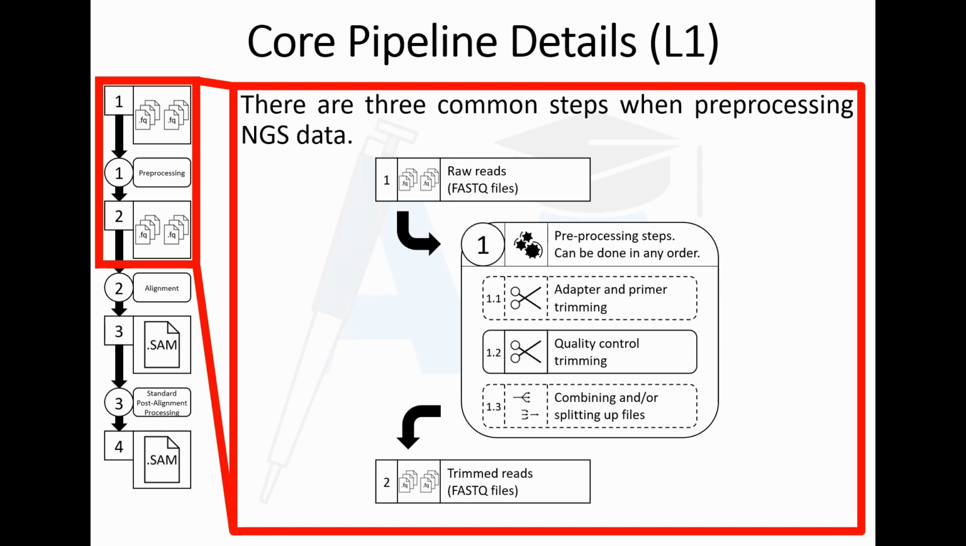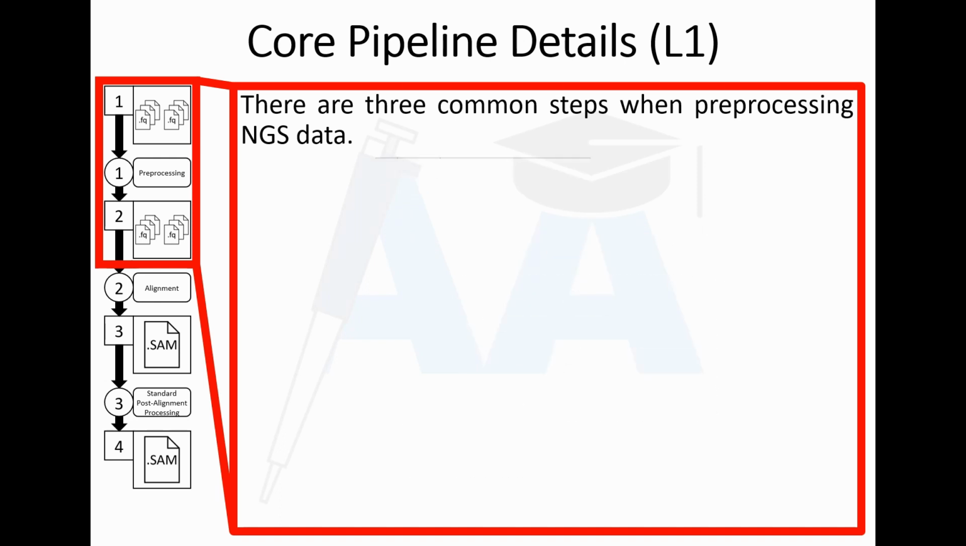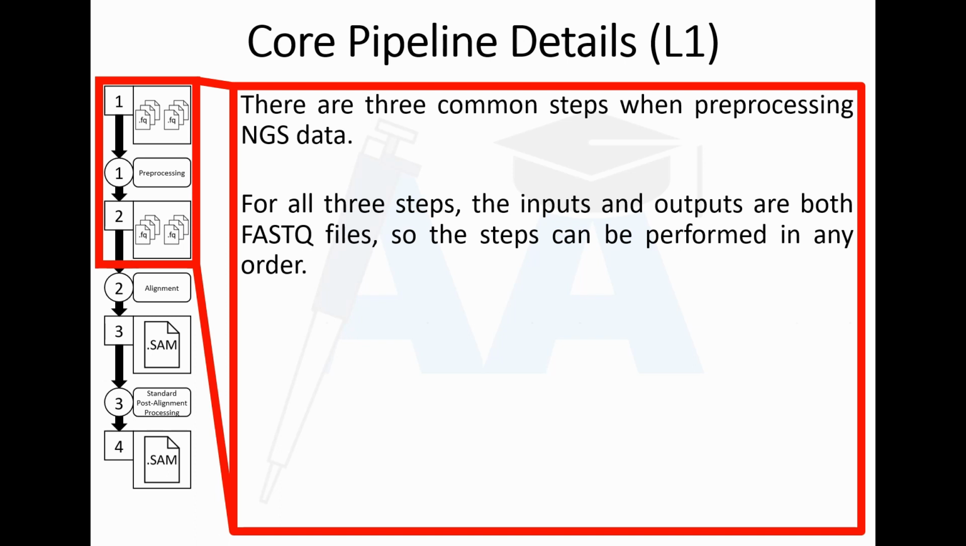Okay, so now that we know what FASTQ files are, let's talk about the pre-processing which raw reads undergo before they're ready for alignment. There's adapter and primer trimming, quality control trimming, and the combining or splitting up of files for logistical reasons. These steps can be done in any order because the inputs and outputs are all FASTQ files. As long as the necessary trimming and filtering takes place, the resulting data will be ready for alignment.